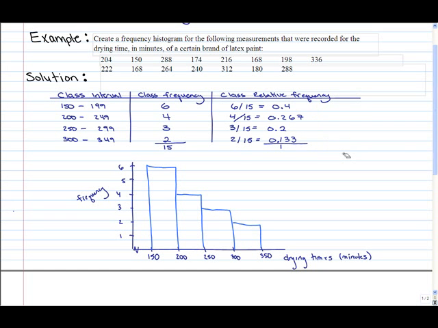Now with this shape, what can we notice? Well, we notice now that most of our values lied between 150 to 200. We also notice that we are seeing a right skewed distribution because it's tapering off on the right.